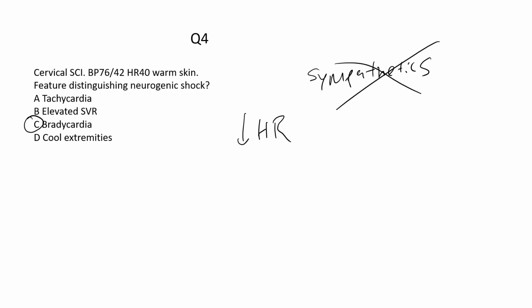Don't think about this too much. If you see a low blood pressure with a low heart rate in the setting of an injury, like a traumatic spinal cord injury or infarction, it's neurogenic shock. Don't think about it too much. That's the answer. It's very simple.